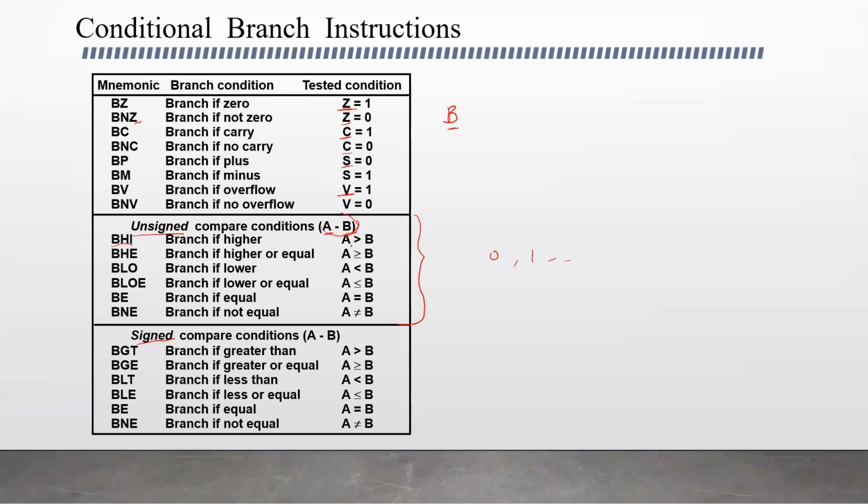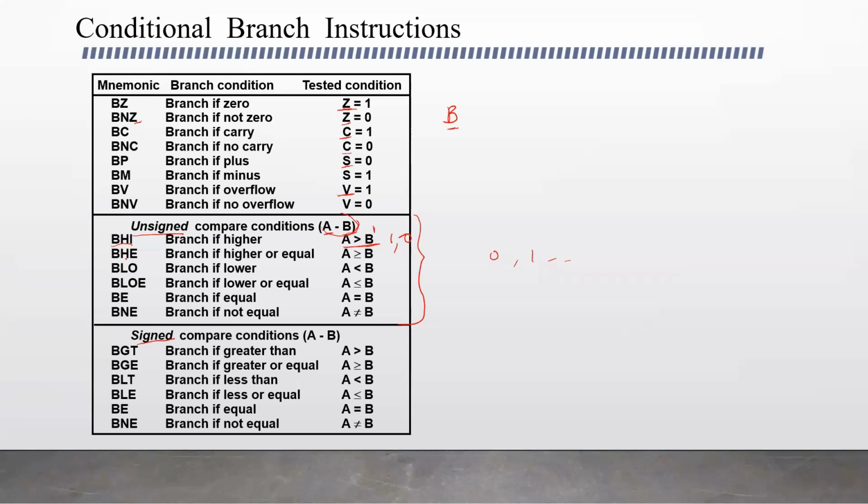How is it done? By using the compare condition. The values are compared here, and based on that, the result may be 1 or 0. When we compare, a logical operation is performed, and based on the values of A and B, if A is greater than B, the result would be 1. If A is less than B, it is 0. So if the result is 1 here, this branching is done.